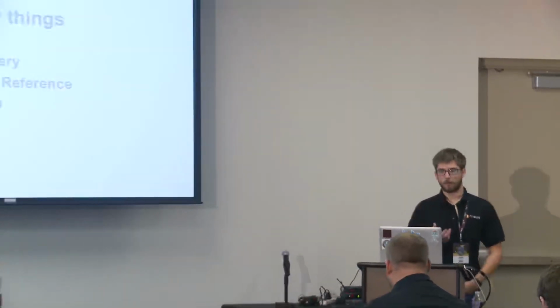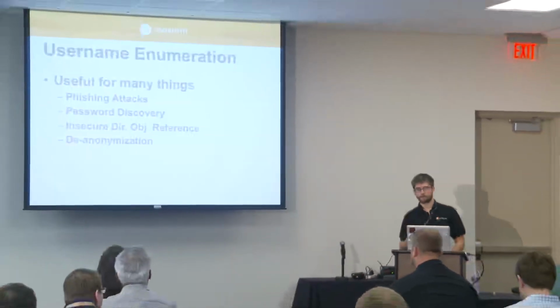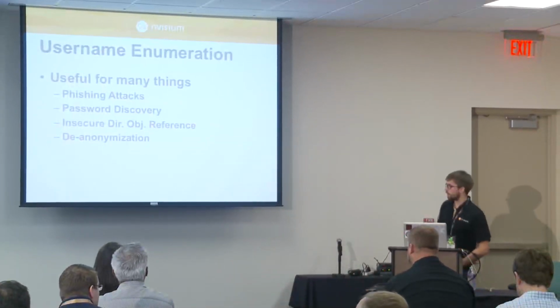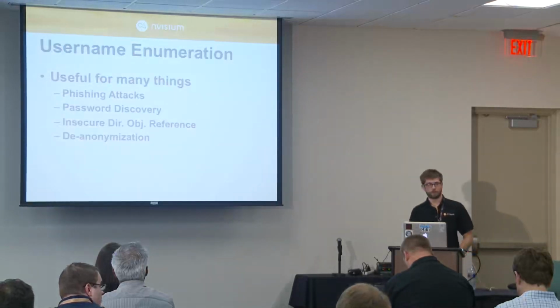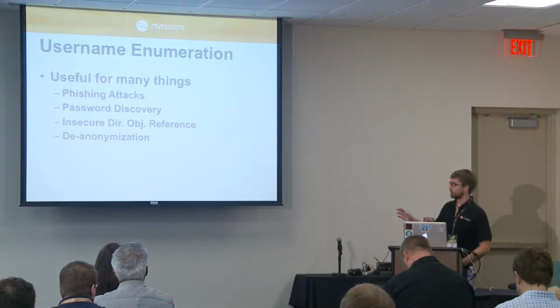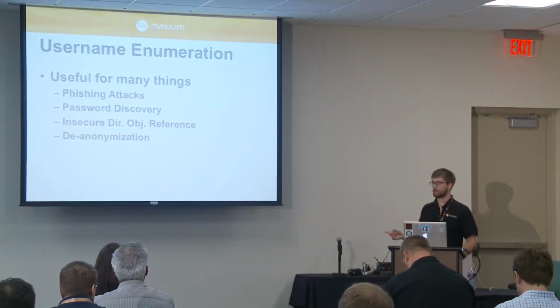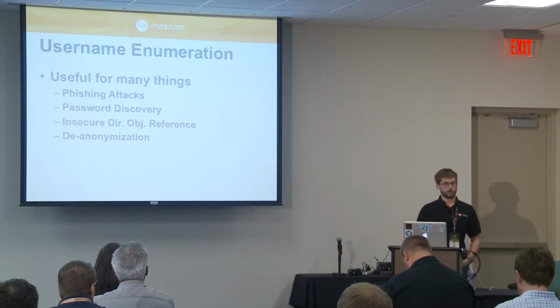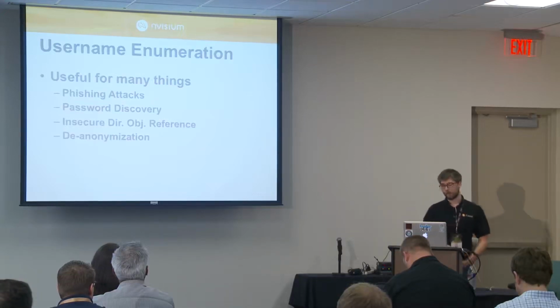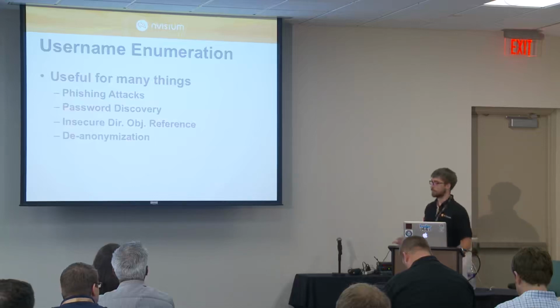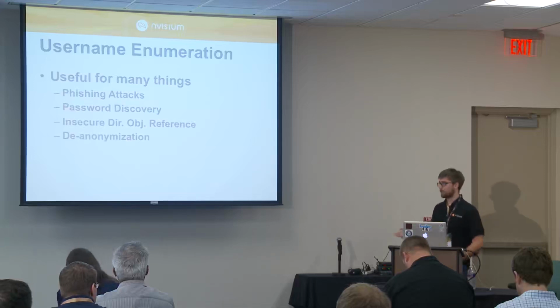So username enumeration is an interesting vulnerability because on its own, it's really not that useful in most cases, and that's why a lot of organizations don't care. But if we're doing a black box engagement and we're trying to do some recon on the users or the employees, username enumeration tells us a lot because we can use it to start launching phishing attacks. We can use it to try to do some password discovery. Sometimes if you know the user account that exists in the system, you can use that in an insecure direct object reference vulnerability. And also for de-anonymization.